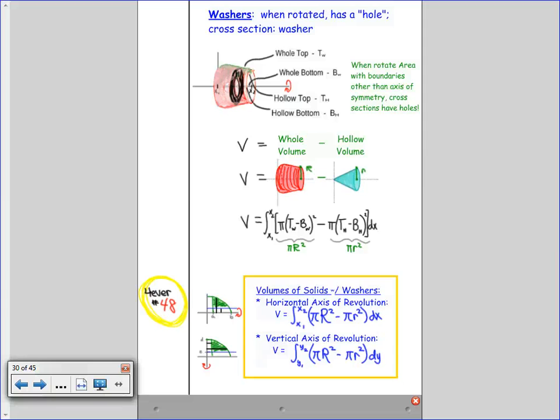So, even though I can write it as one big integral, I'm still doing it separately because I have a pi big R squared minus a pi little r squared. The point is, I don't have a pi big R minus little r quantity squared. That's illegal. But I can split that up in two integrals. Is the other bound x sub 2?